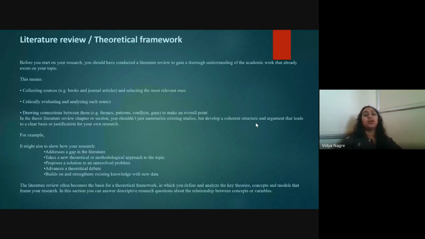Literature review is a very important part that I have already addressed, in which you have to refer to various scholarly works of previous people, how those works are related to yours, and what the gaps are which you are going to address in your book.